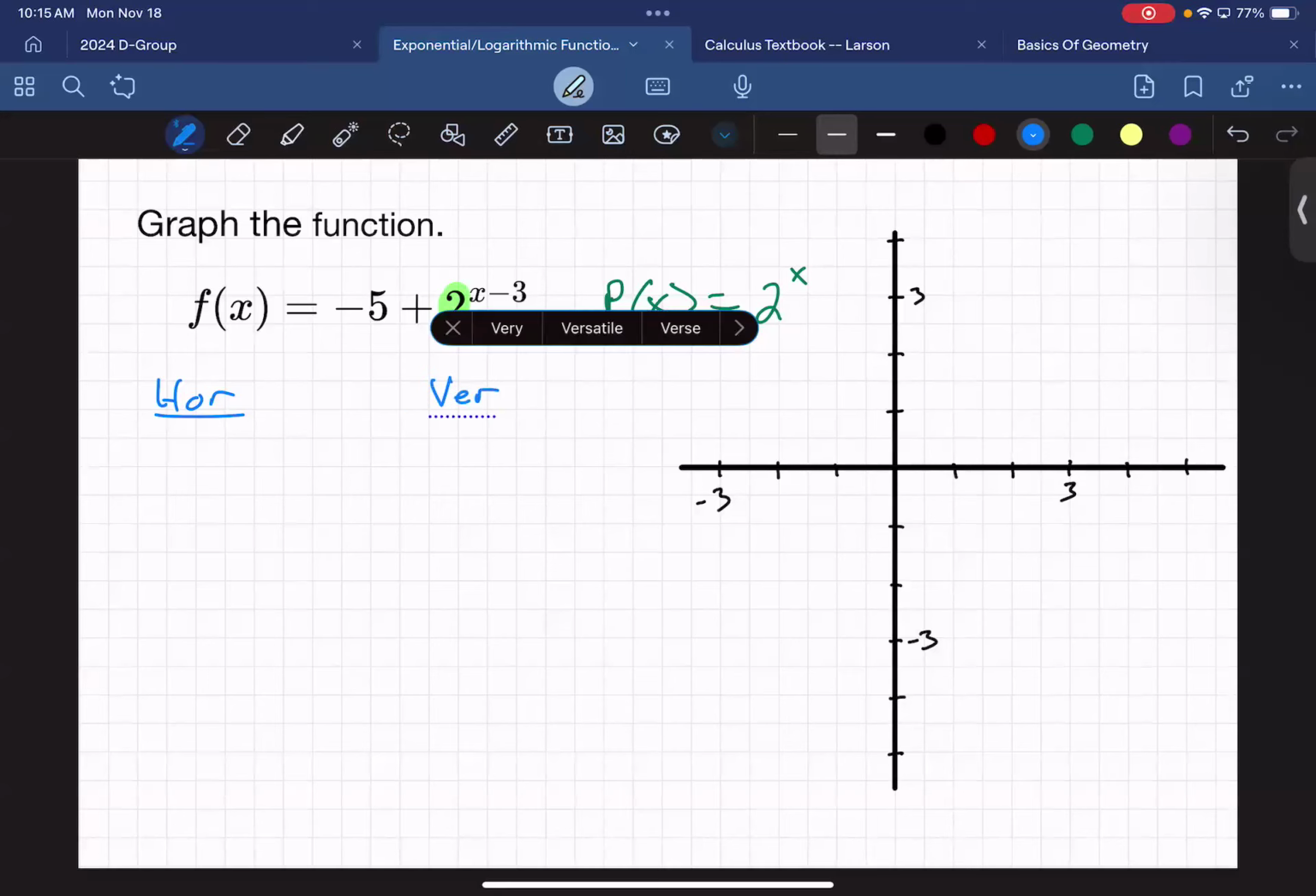All right, that -5 is important, right? Is it going to shift it left or right or up or down? All right, that's a vertical shift, right? It's outside of the exponent. So this is going to be like, hey, we're shifting down 5. All right, that 3, however, is going to be a horizontal shift. Which way do we go, though, for x minus 3? Since it's in the exponent, make sure you remember you're doing the opposite.